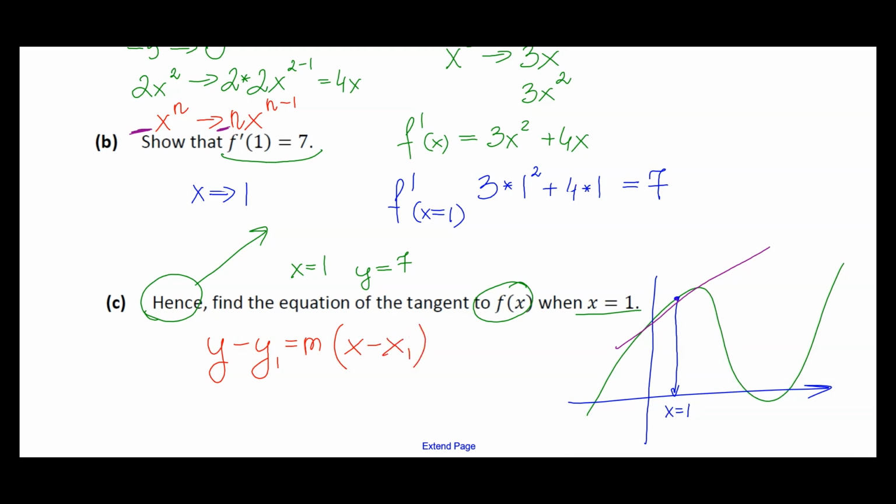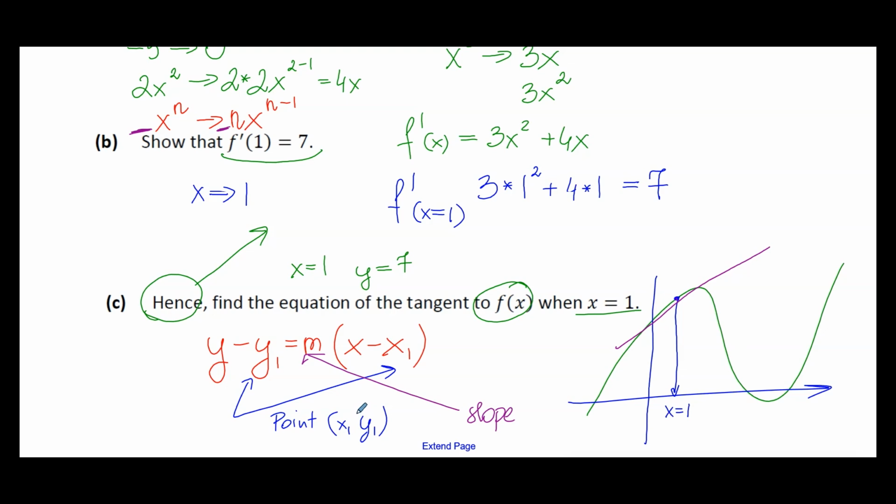So what do we need in order to use this formula? We need two things. We need the point, because x1 and y1 are coordinates of a point on that line. And then second thing, m stands for slope. So we need the slope of that tangent and we need a point. Now, do we have a point here?